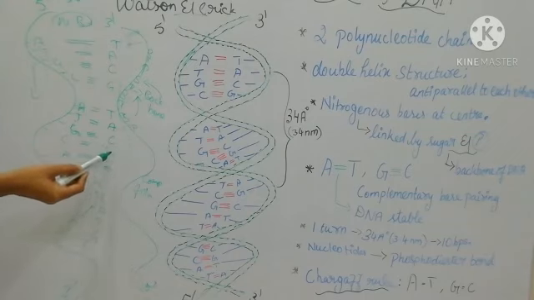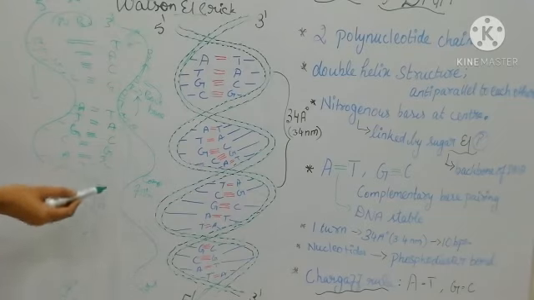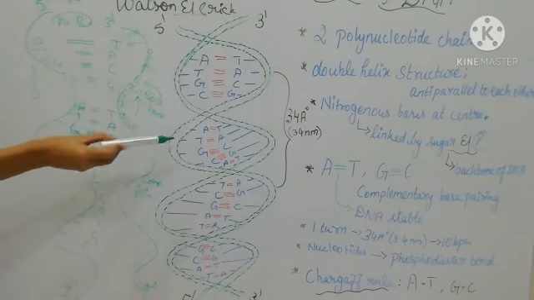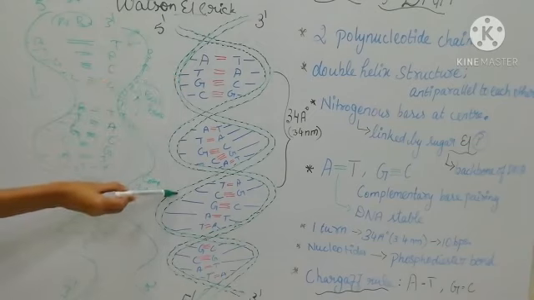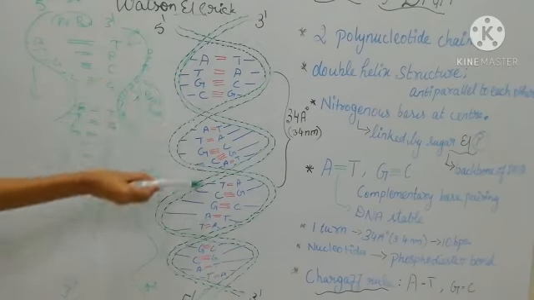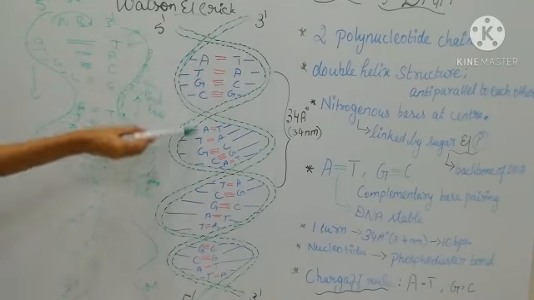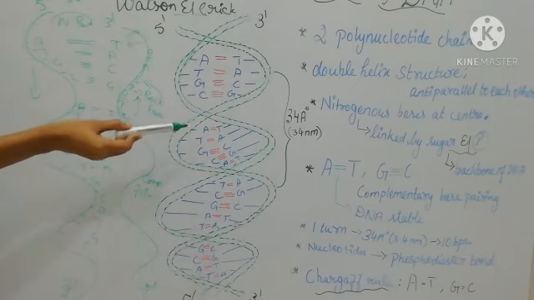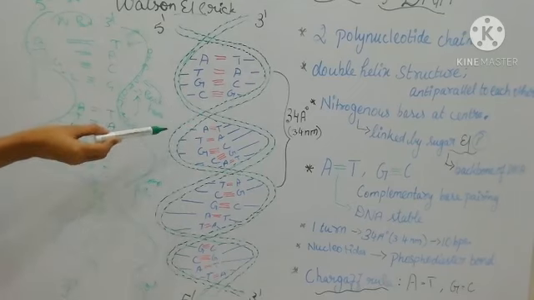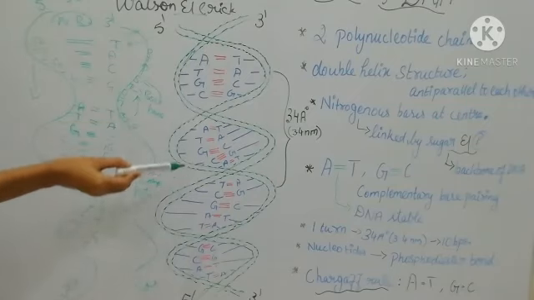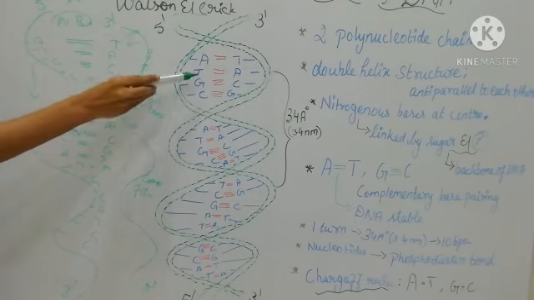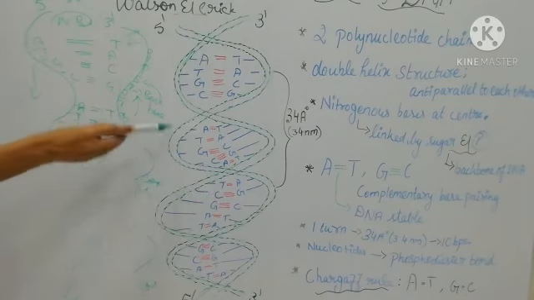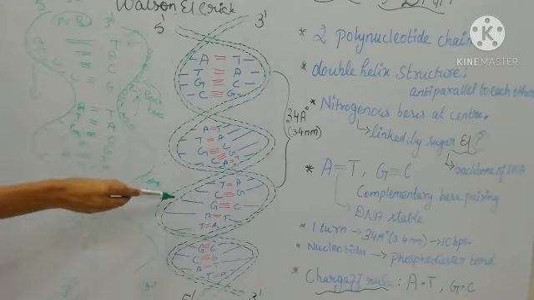Then each turn of the double helix is 34 angstrom. That means 3.4 nanometer. That means from this point to this point, that place only we will call as one turn, and this turn's length is 34 angstrom. It is also known as 3.4 nanometer, and there will be 10 base pairs present in one complete turn. So one turn contains 10 base pairs. So here you can see 1, 2, 3, 4, 5, 6, 7, 8, 9, 10. So these 10 base pairs will form one complete turn.